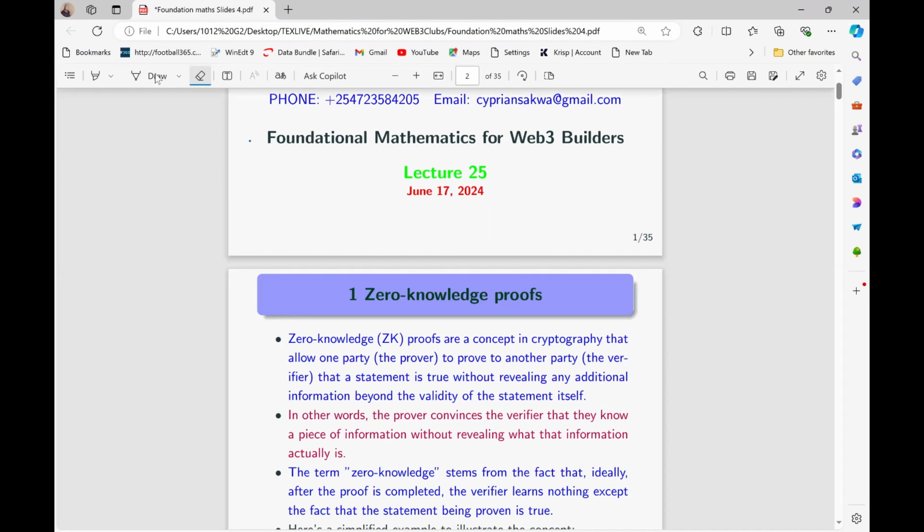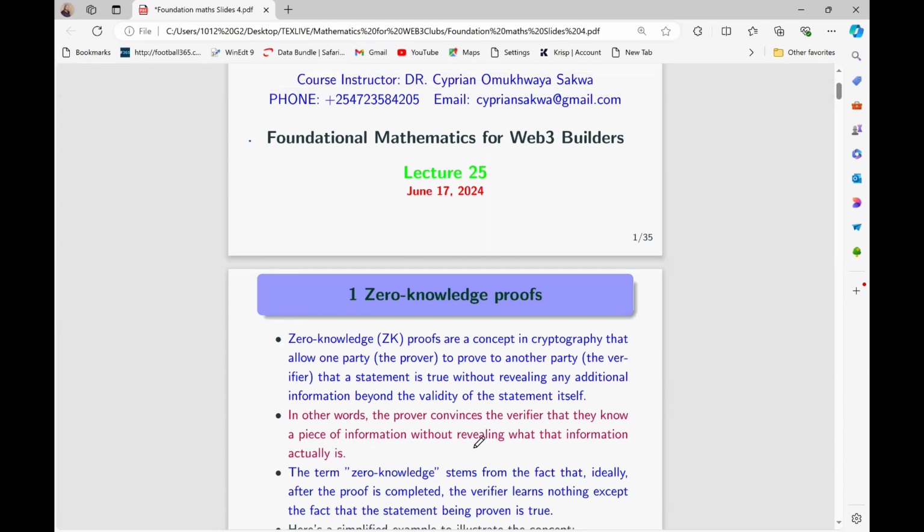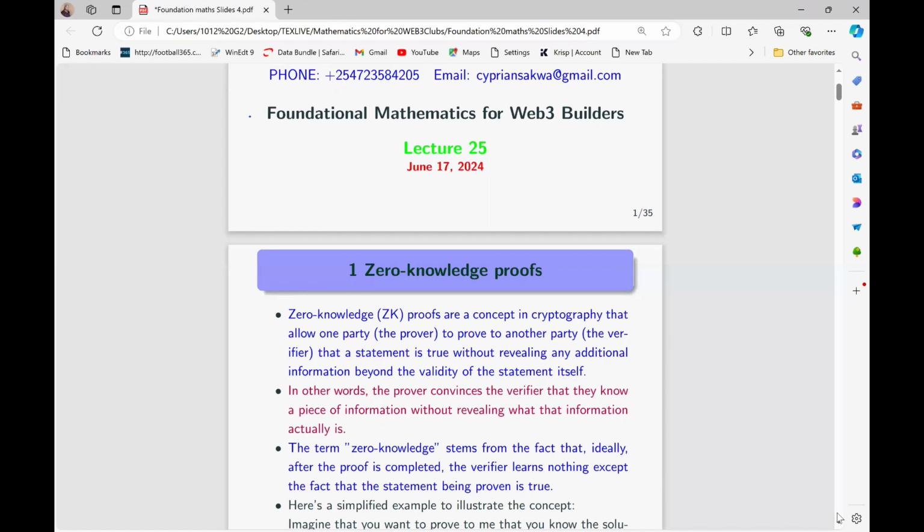So that is what I had written here. It said, in other words, the prover convinces the verifier that they know a piece of information without revealing what that information is. So you see, in this example of the leaves, Alex has listened to Wanjiru for quite some time, but at the end of the day, the only information Alex goes away with is that Wanjiru has the ability to tell how many leaves are on a tree by just looking at the tree at once.